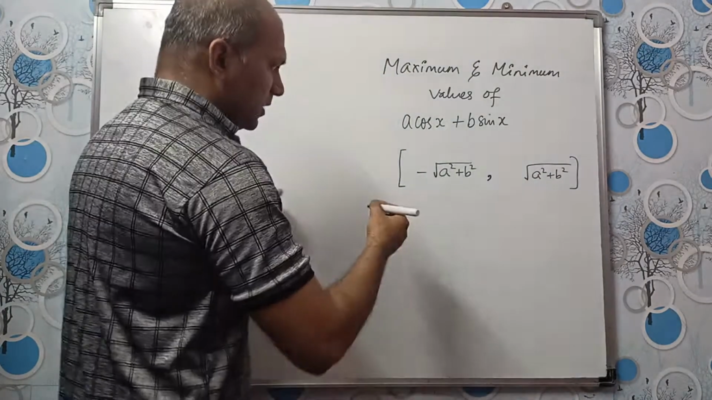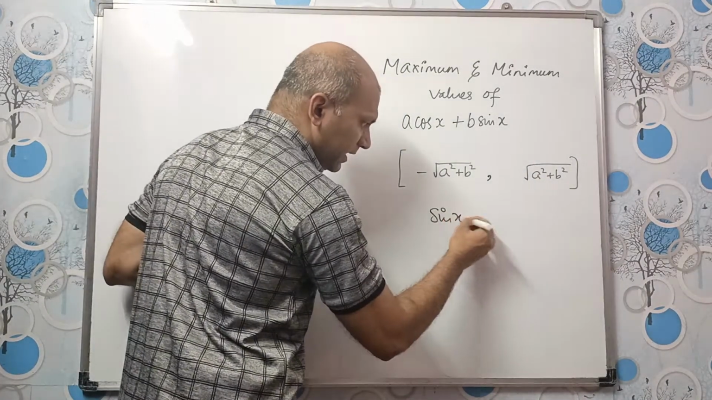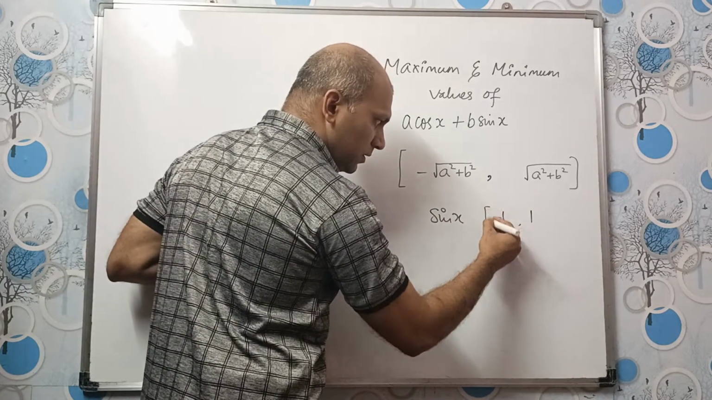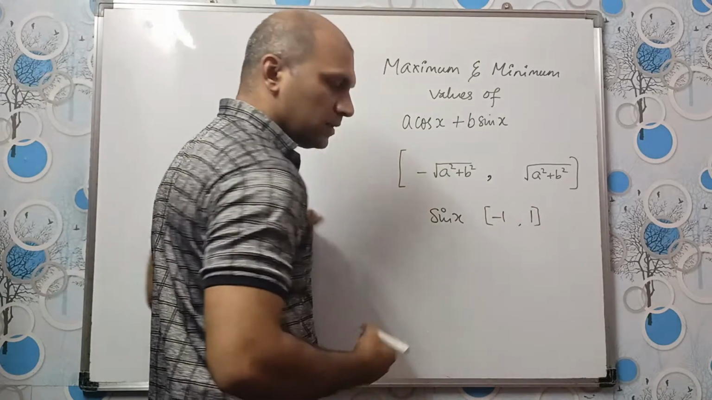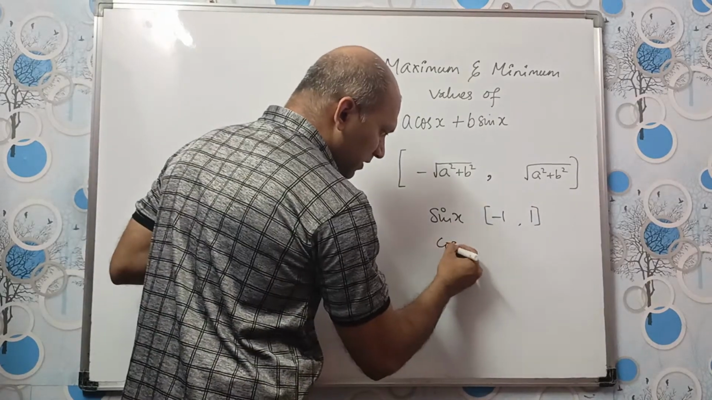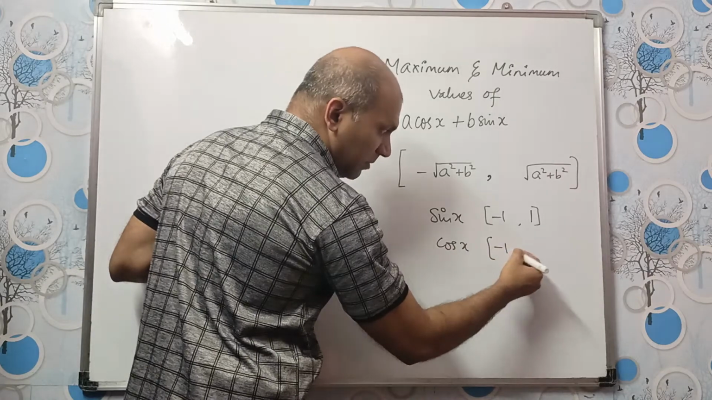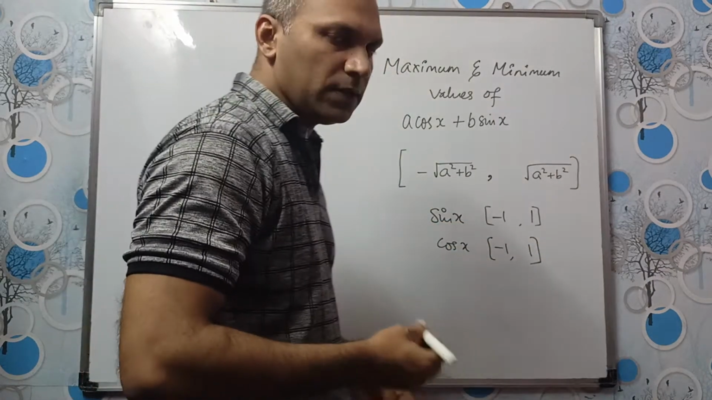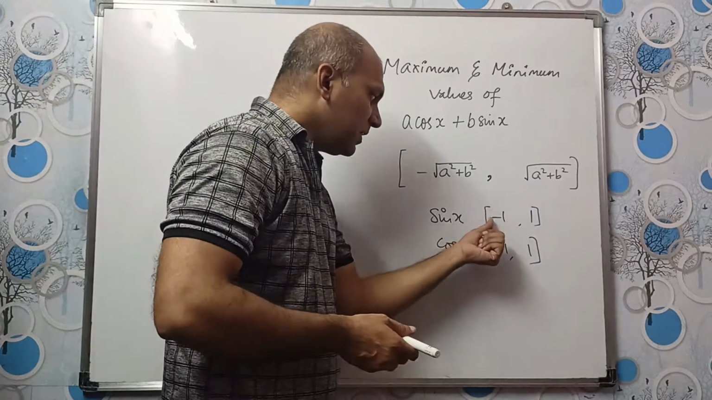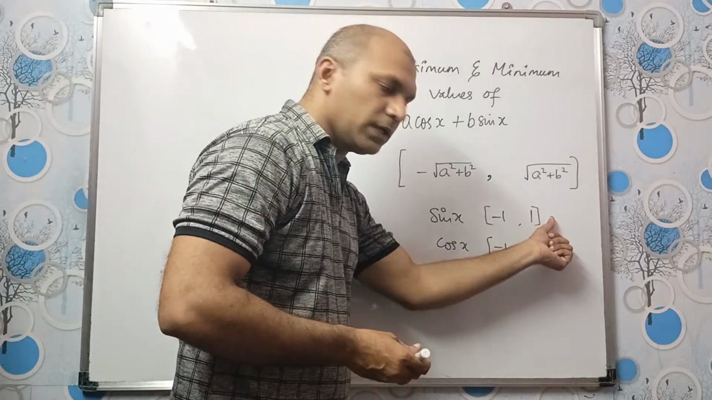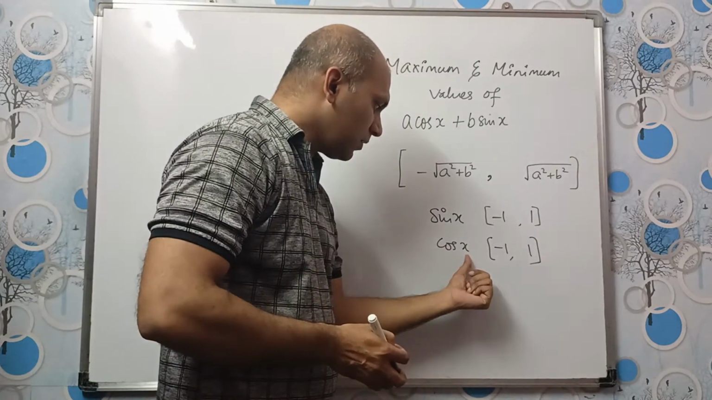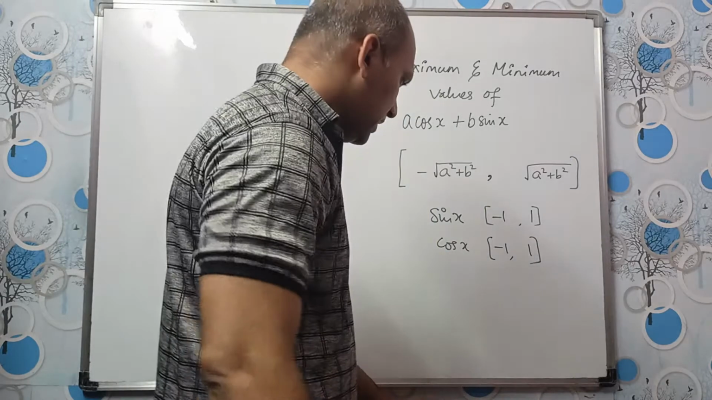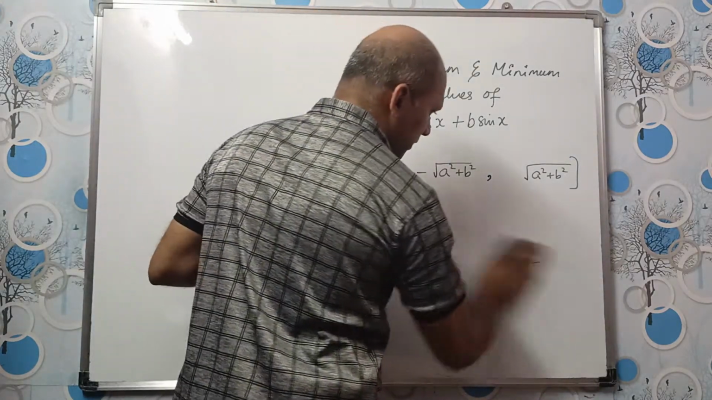If we have sin x, the minimum value is minus 1 and the maximum value is 1, so minus 1 to 1. Similarly for cos x, the minimum value is minus 1 and the maximum value is 1, including minus 1 and 1. Sin value will not be less than minus 1 and will not be greater than 1. In the same way, cos x value will not be less than minus 1 and will not be greater than plus 1. So that is easy.